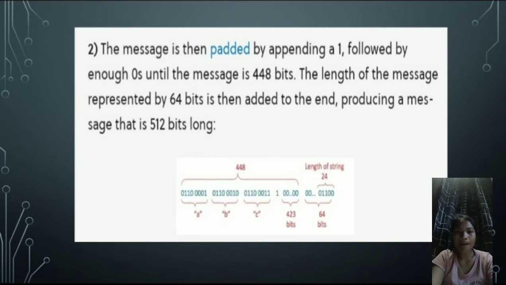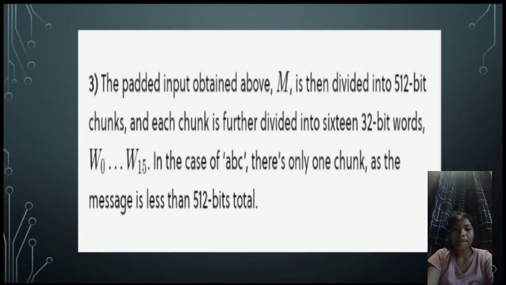The length of the message represented by 64 bits is then added to the end, producing a message that is 512 bits. The padded input obtained above, M, is then divided into 512-bit chunks, and each chunk is divided into 16 32-bit words, W0 up to W15. In the case of ABC, there is only one chunk, as the message is less than 512 bits total.